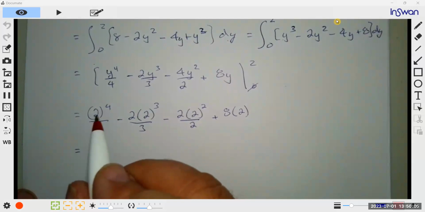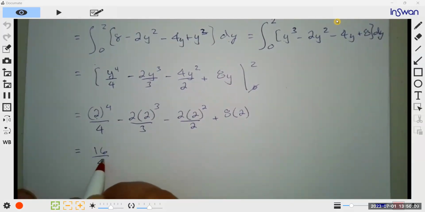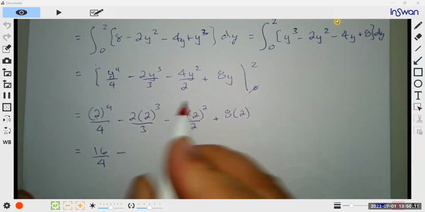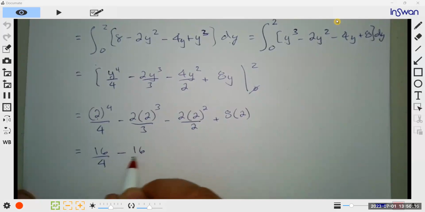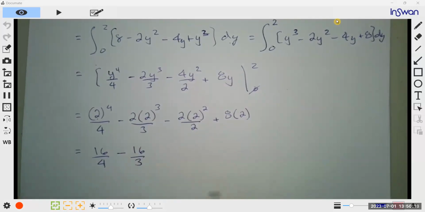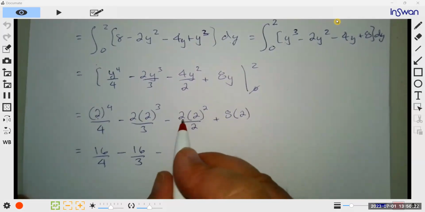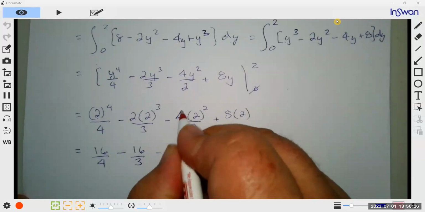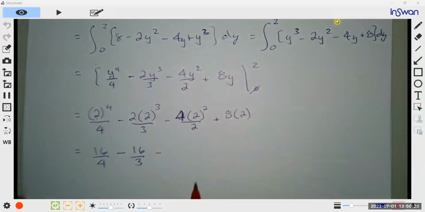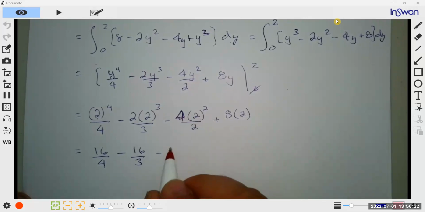Two to the 4th is 16. 2 to the 3rd is 8 times 2 is 16. 2 squared is 4. That's not 4. It's a 4, not a 2. Ooh, be careful about that. 2 squared is 4. 4 times 4 is 16.